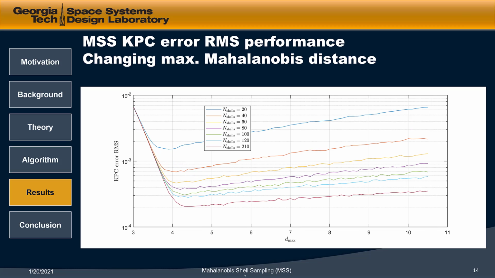In the second performance trade, we find that for a fixed number of shells, increasing Dmax improves accuracy up to a point, after which residuals start deteriorating. This makes sense because increasing Dmax while keeping the number of shells constant makes the grid of sample points more coarse, even though it does include more probabilistic outliers.